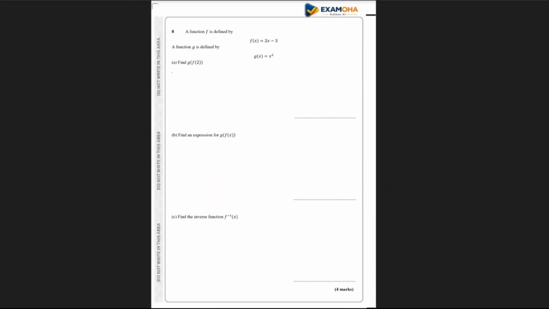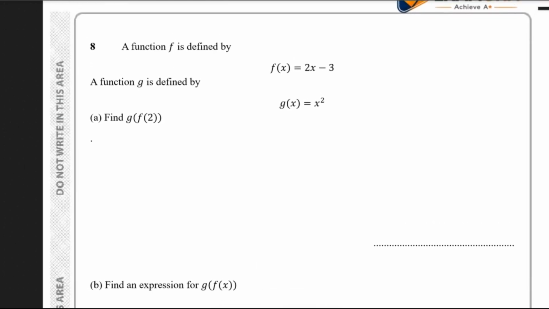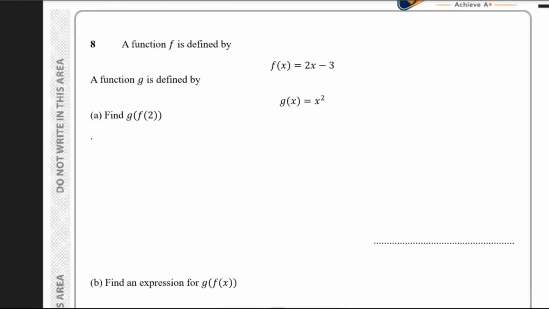Questions about functions. A function f is defined by f(x) equals 2x take away 3. A function g is defined by g(x) equals x squared. Find g of f(2). So since f(2) is inside, I'm going to start with the inside and then move to the outside. So f(2), what does that mean? The 2 here means every x will be substituted by 2.